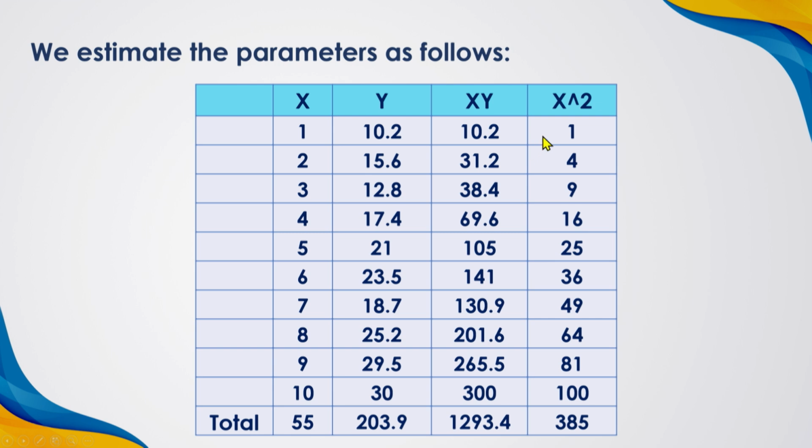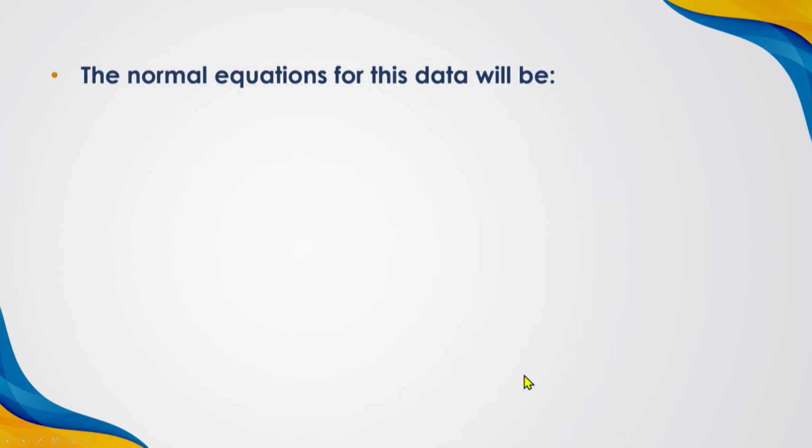Similarly, you go for x square: you square all your x values, 1 square is 1, 2 square is 4, and similarly 10 square is 100, and make the total for all these values. Now with this you can go for your normal equations. In earlier sessions we derived the normal equations, and here you can use those normal equations.